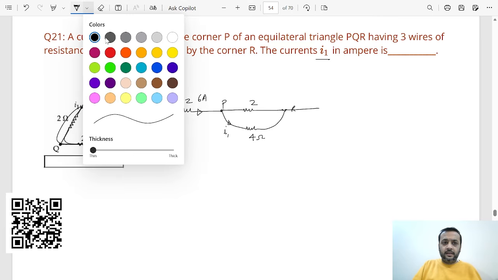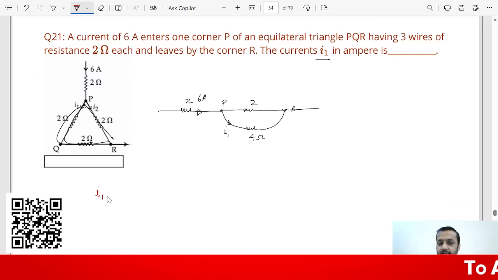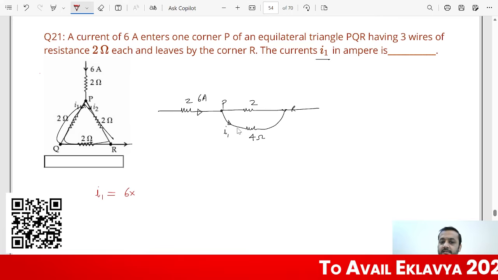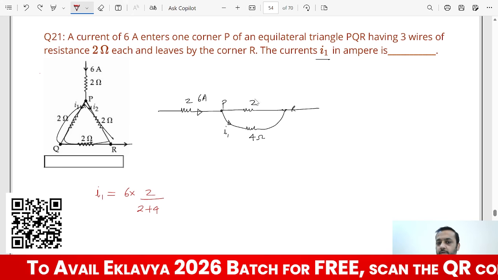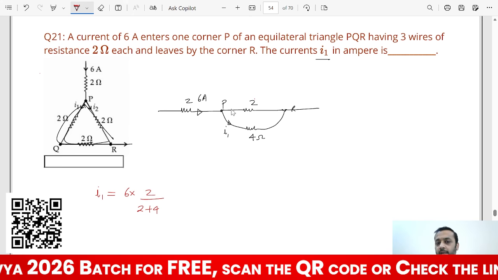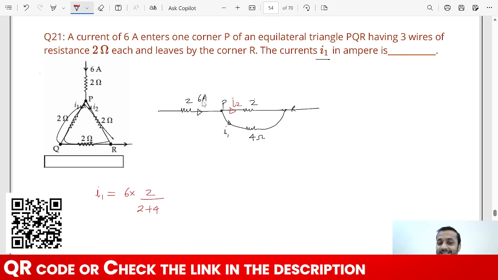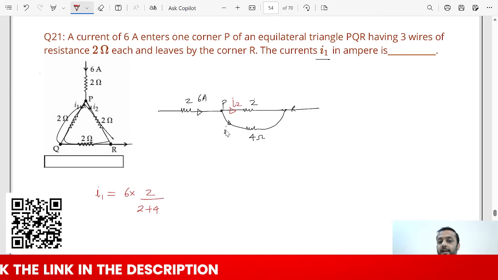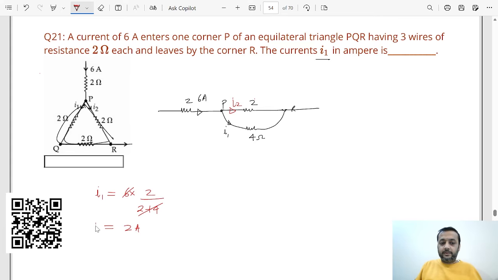So very standard question. You can use the parallel splitting of current. So when a 6 ampere current enters, we can write I1 directly as incoming current into 2 upon 2 plus 4, right? This resistor upon this plus this. Okay, I1 is proportional to 2, and suppose you wanted to write this current I2, so I2 will be proportional to 4. So I2 will be 6 into 4 upon 4 plus 2, and I1 will be 6 into 2 upon 2 plus 4. Okay, so that will be the value of I1. So this will cancel, and the answer will be 2 amperes directly. Okay, so this will be 2 amperes. All right.